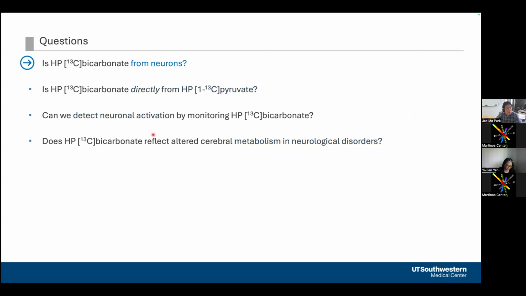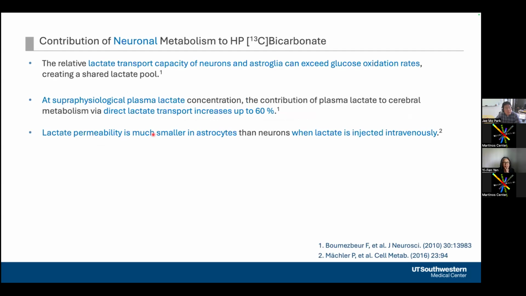So let's talk about the first one. Is hyperpolarized bicarbonate from neurons? We don't have a direct answer for that, but I found some answers in the literature. The contribution of neuronal metabolism to hyperpolarized bicarbonate, I could get a pretty good understanding from numerous papers. One of them reports that the relative lactate transport capacity of neurons and astroglia can exceed glucose oxidation rates when they are provided with external lactate, and then it can create a shared lactate. This is well aligned with the lactate shuttle theory.